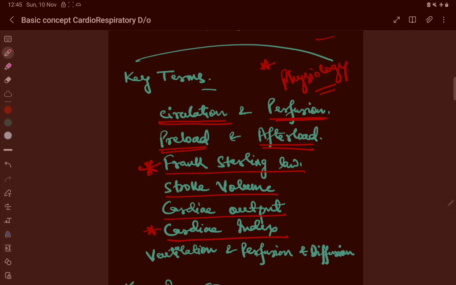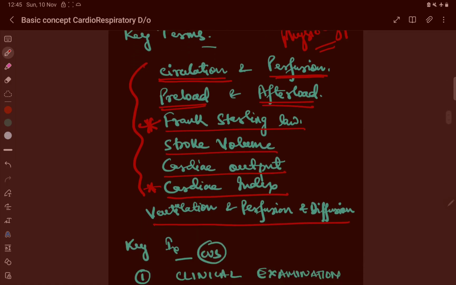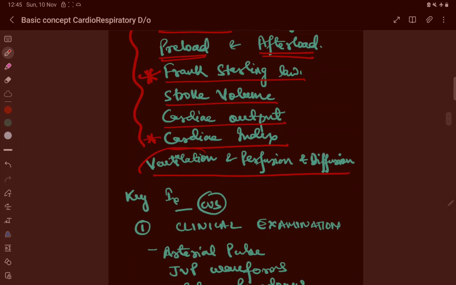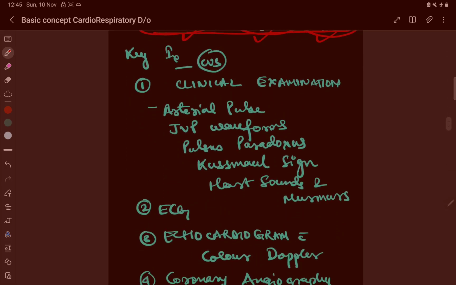So this is all about cardiac. And in respiratory, we'll discuss the ventilation-perfusion ratios and diffusion. So ventilation, perfusion and diffusion are there in respiratory. Okay, now the key investigations, what the important investigations are.